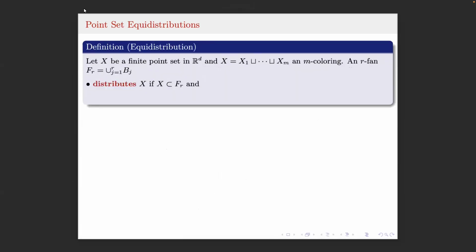Okay, so given that, now we can talk about, instead of equipartition, equidistribution. So let's say I have a finite point set X in R^d, and again, I have an m-coloring of that set. We're going to say that an r-fan distributes X, and for this you don't even need a coloring, if the fan contains all the points of X. So the blades catch all the points of X. And then we'll say it equidistributes the coloring, equidistributes each of the Xi, if the interior of each blade contains no more than an rth of each of the color classes.